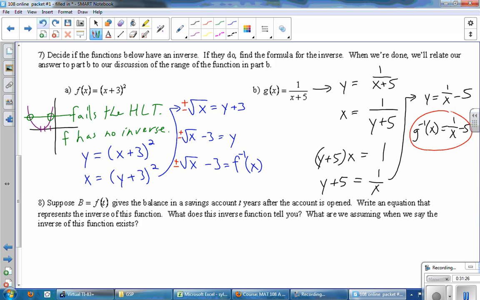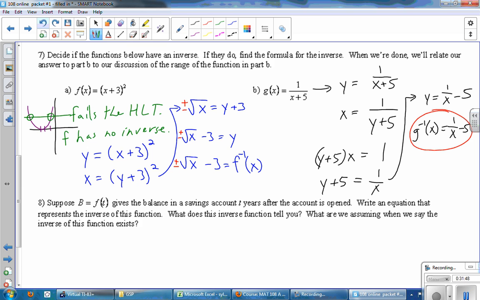So that right there is the formula for g inverse. And it is a function. We never got a plus or minus. You pick any x you want, except for 1, and you can plug in, and you will get one and only one output. A single input gives you a single output. So that's a function, and that right there is g inverse.